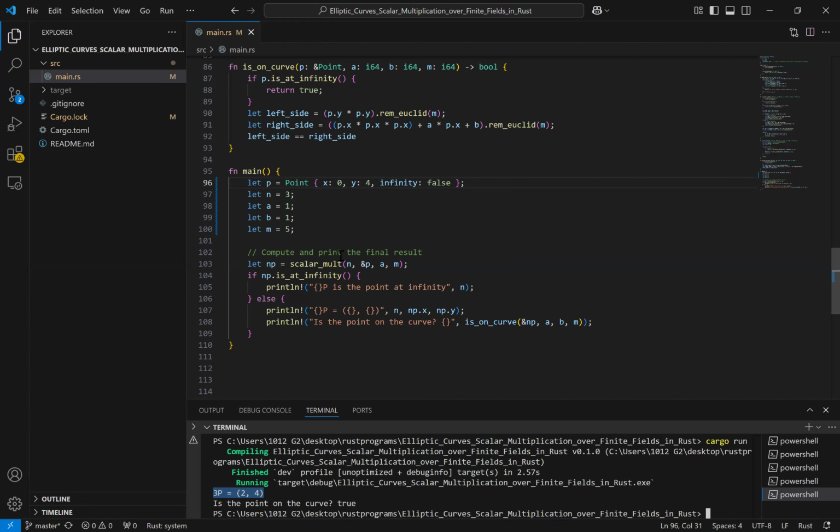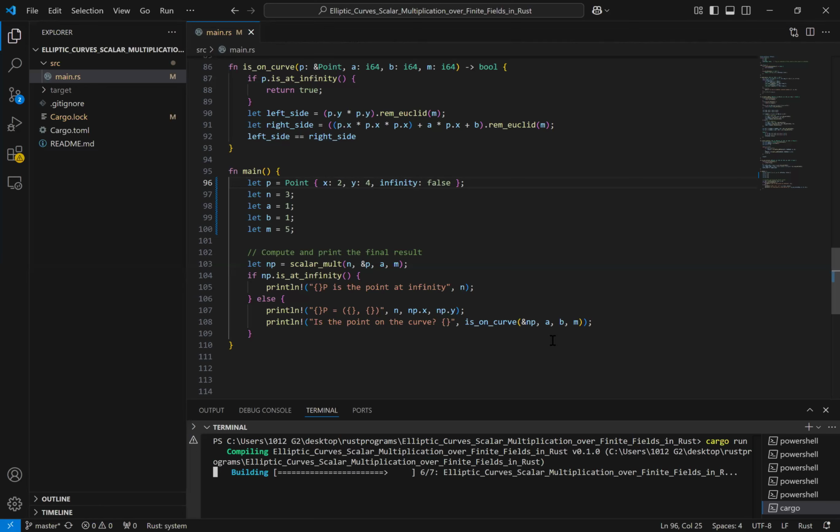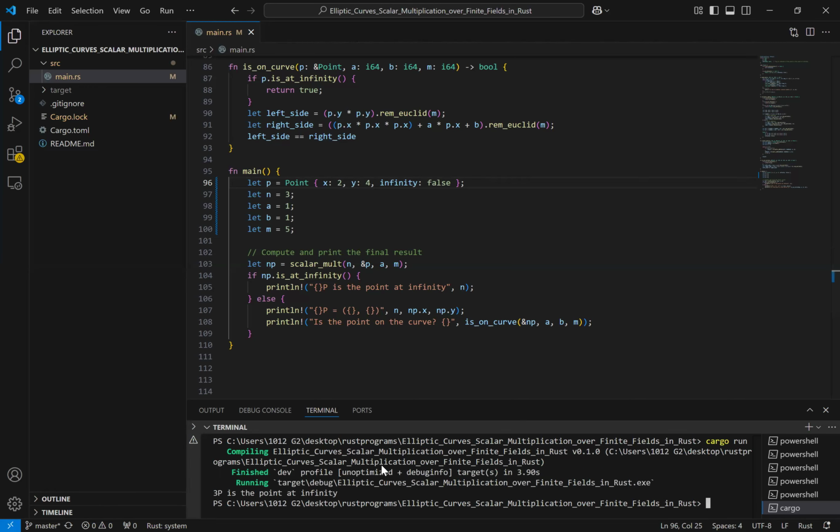But let me check this 2,4. If this 2,4 is multiplied by 3, what will it give me? Now the 2,4 multiplied by 3 gives me a point at infinity. Now, every point that is multiplied by 3, in this case, and the result is a point at infinity, we are calling it a torsion point. That's how we define it. And the rest are not.